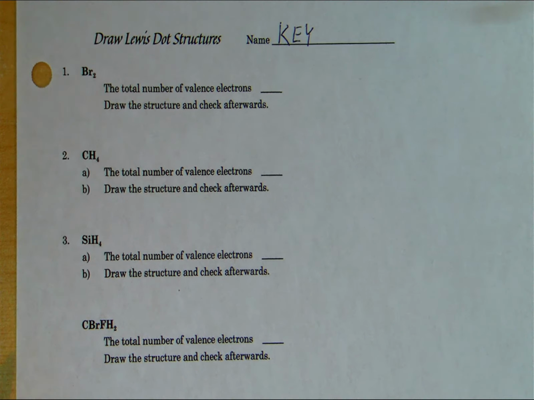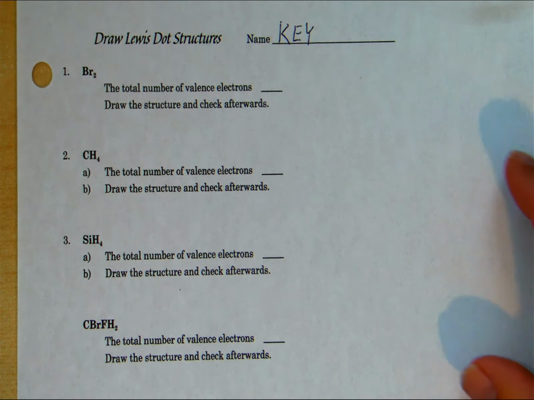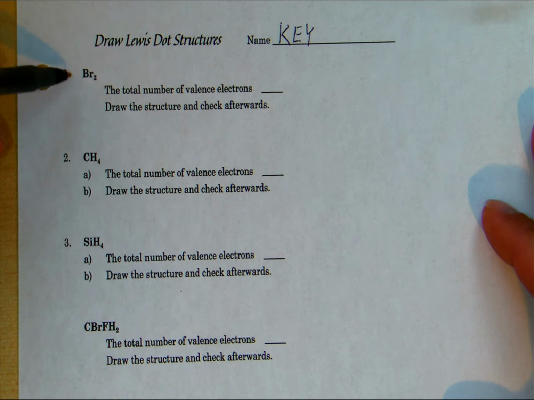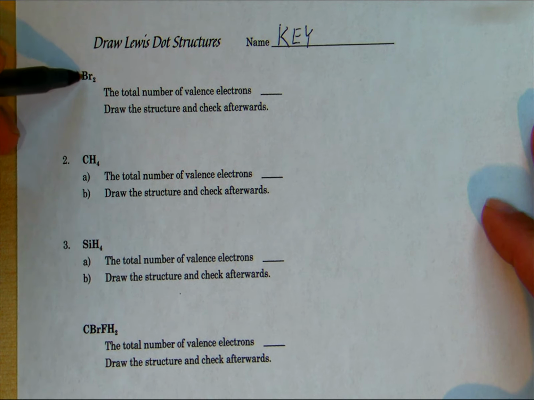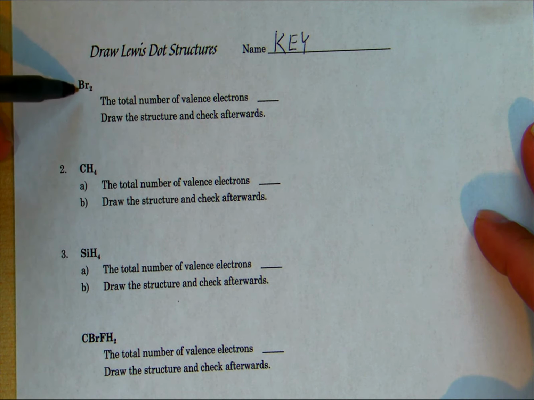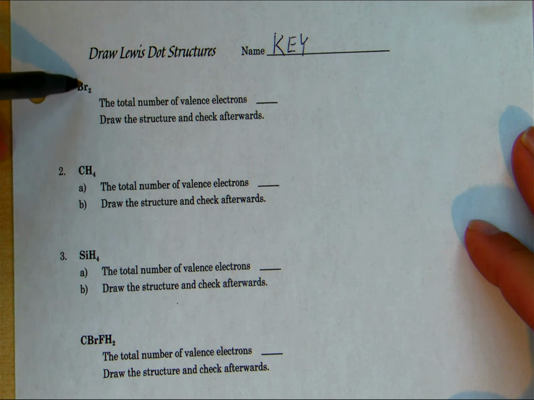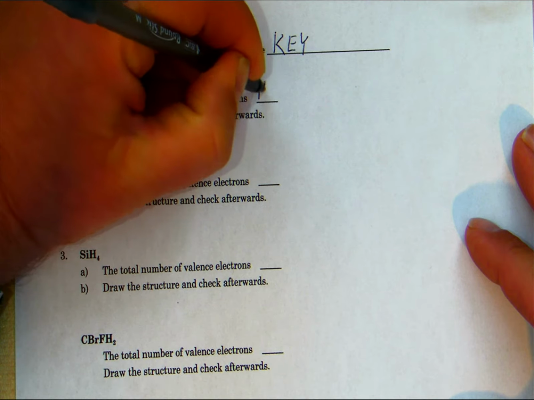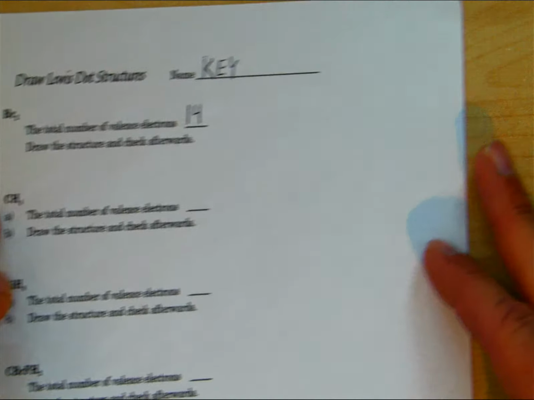All right, this is for Chemistry CP, a debrief on a homework assignment of drawing Lewis dot structures. First, number one is for bromine. Bromine is a halogen, so each bromine atom individually has 7 valence electrons. There are 2 bromines, so the total number is 7 times 2, which is 14 electrons.